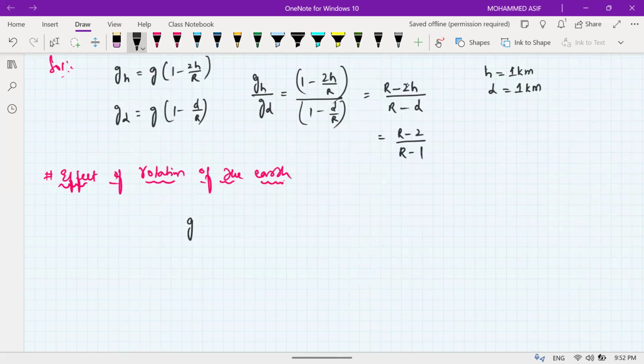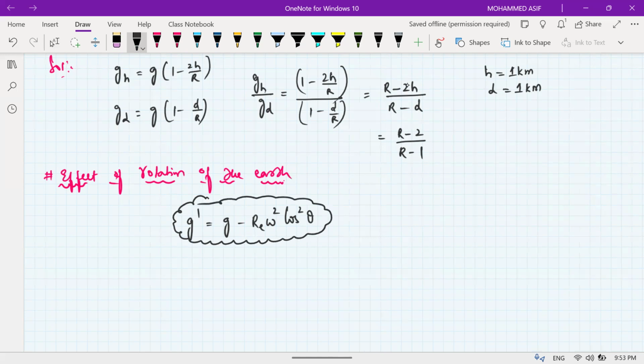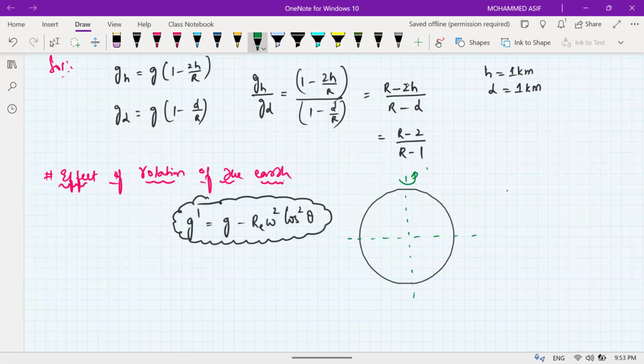G due to the rotation, G dash, will be equal to G minus radius of earth into its rotation omega square into cos square theta. Theta is your angle with respect to the horizontal. Say this is your earth, and this is your diameter in this direction. Due to its rotation with an angular velocity, when the particle is somewhere here, this is your angle, this is your theta.